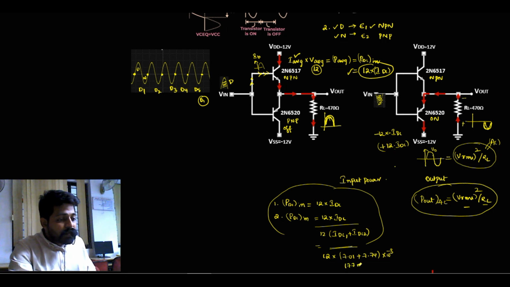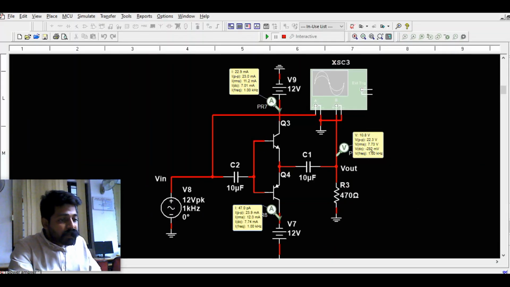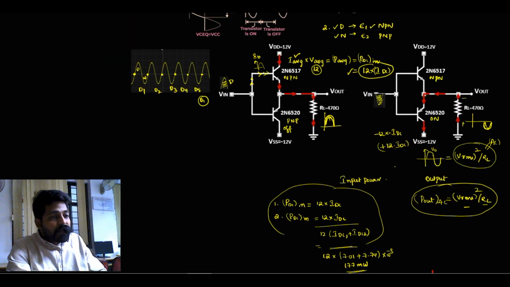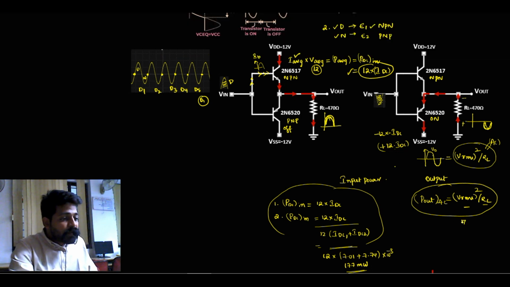177 milliwatts, that is the input power. The two transistors combined will be taking this much power. Now coming to the output power: he will be delivering VRMS around 7.73 to the load. So the output power is 7.73 whole square by RL. RL is around 470 ohms, and I will be keeping 470 ohms as it is.